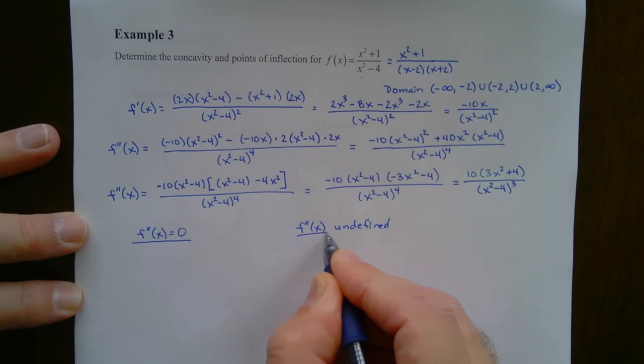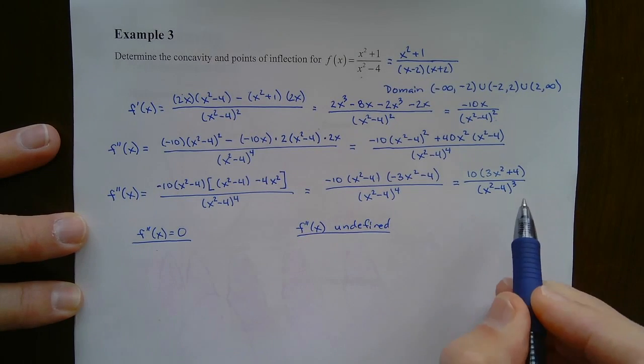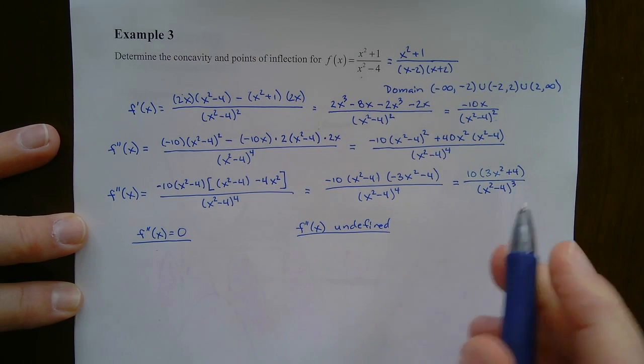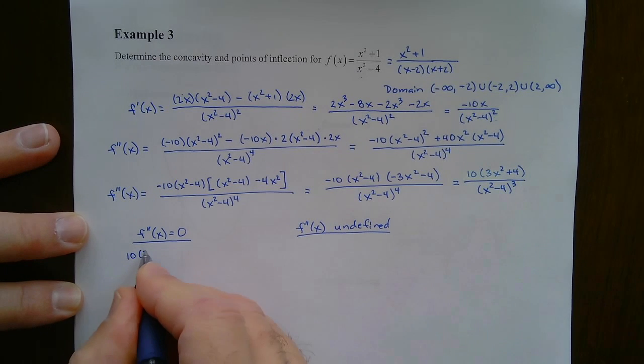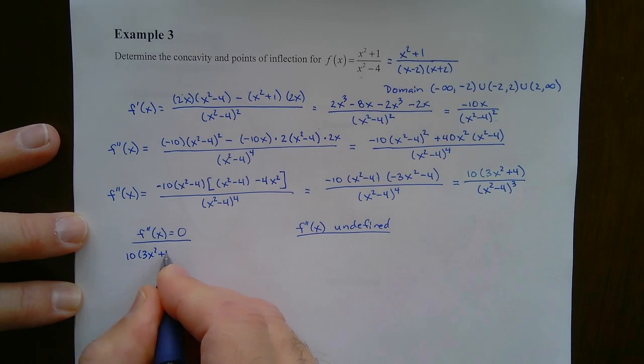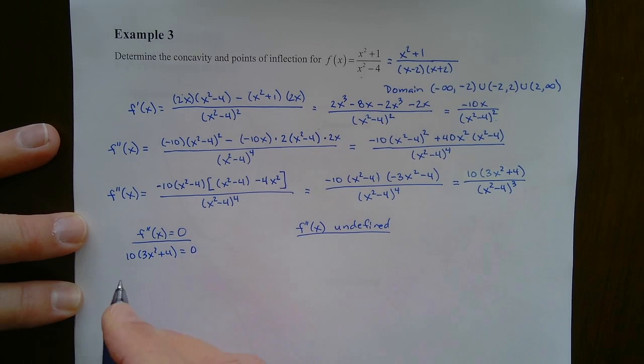So from this function, we can figure out where the second derivative is 0 by setting the numerator, which is 10 times 3x squared plus 4, equal to 0. Dividing by 10, we would get 3x squared plus 4 equals 0. Subtracting 4, we get 3x squared is equal to negative 4. Dividing by 3, we get x squared is equal to negative 4 thirds, and then square rooting both sides, we get x is equal to plus or minus the square root of negative 4 thirds.